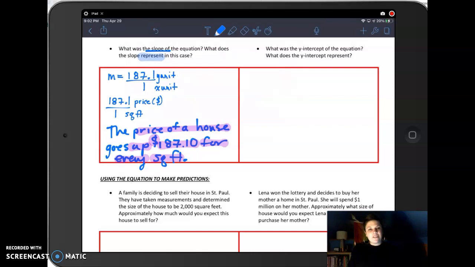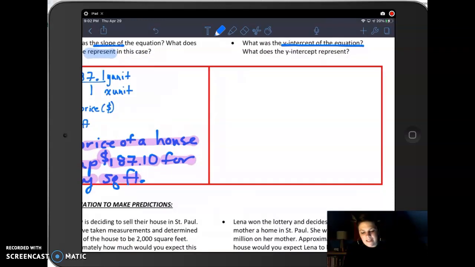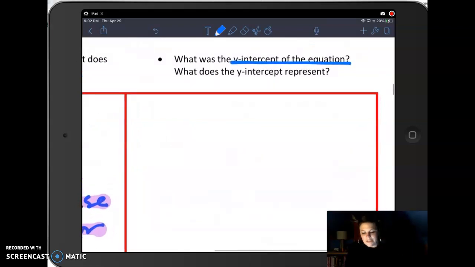The next question is one, again, I hope you recognize. What is the y-intercept of the equation? We know from last unit that the y-intercept of an equation is the b value, but it has more meaning than that. It has the meaning of being the starting value.